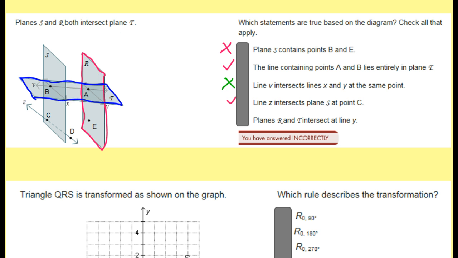Now, where do they intersect? They intersect, see this line that's going right across where the two planes appear to touch. This is the crease between the two planes, like where the two windows cross each other. And this is line Y. So yes, the two planes intersect at line Y. So that is true.